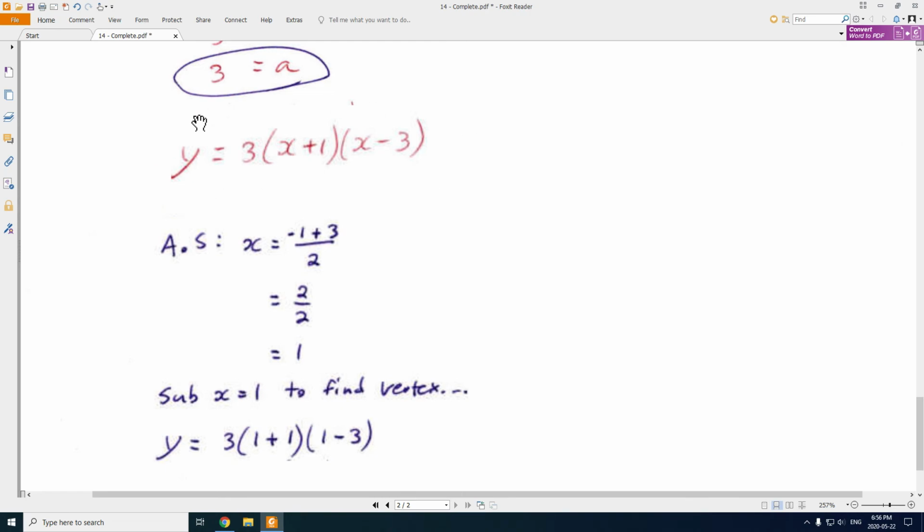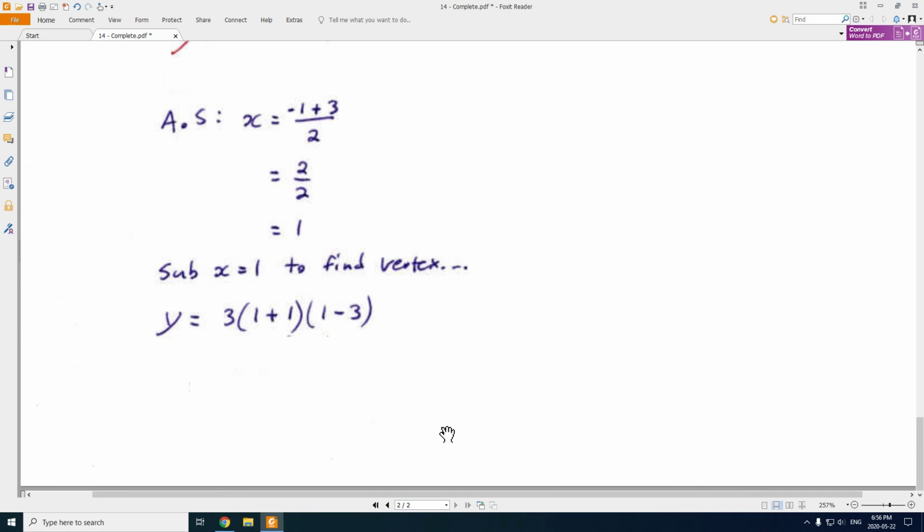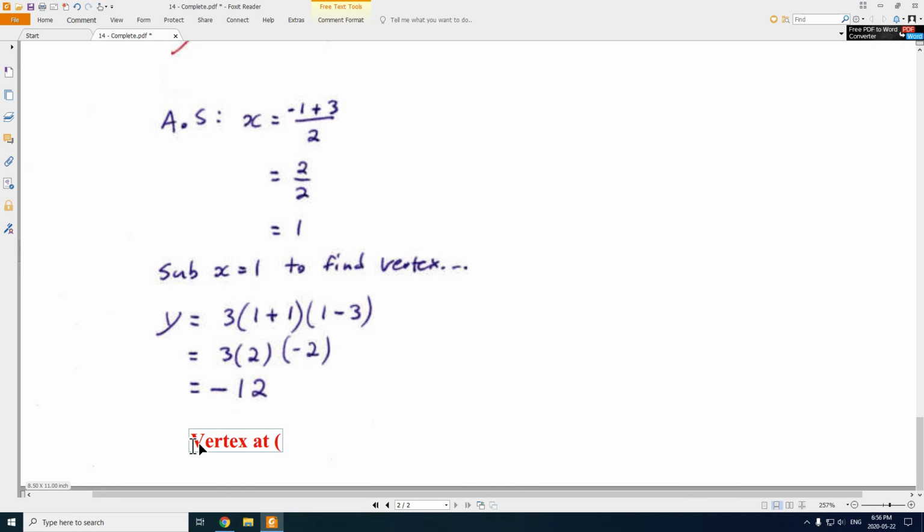All right, so I go to my equation, my factored form one that I made. I replace x with 1, and we'll solve this guy. Brackets first. 2 times -2 gives me -12. And now we know where the vertex is, right? Vertex at 1 and -12, because I found my axis of symmetry was halfway in between these two x-intercepts, and I know my vertex has to be on that axis of symmetry. And this is the point on my parabola that works. So that is the vertex.